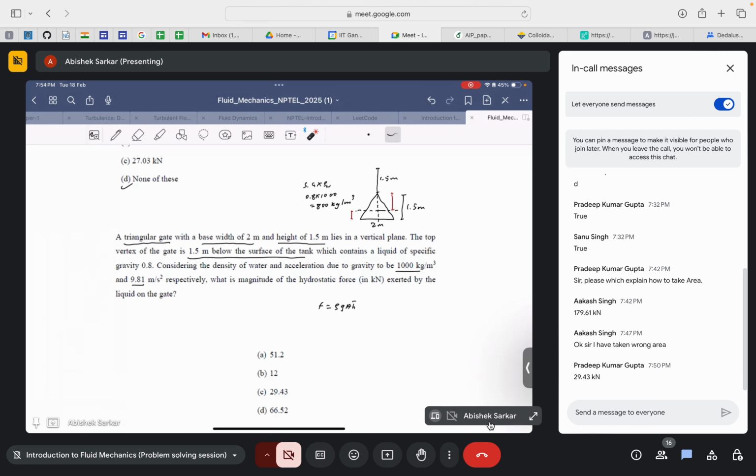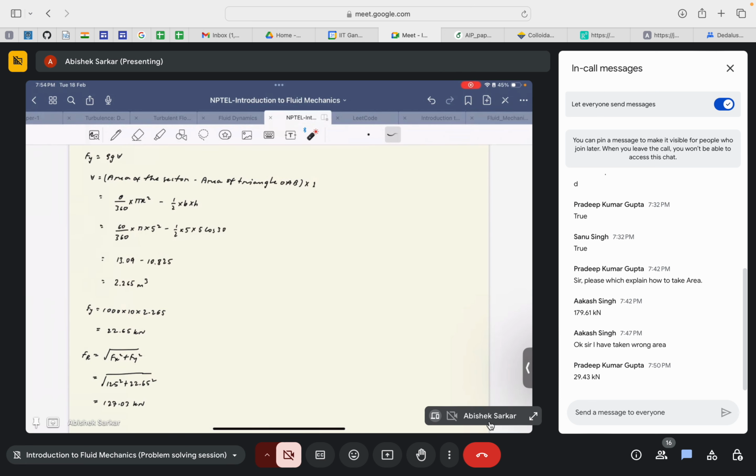Okay, so it's 7:54 already. So let me say, Pradeep, the answer is correct. It is 29.43, but let us look into it. The correct answer would be option C. But nevertheless, let us look into how we got to that.